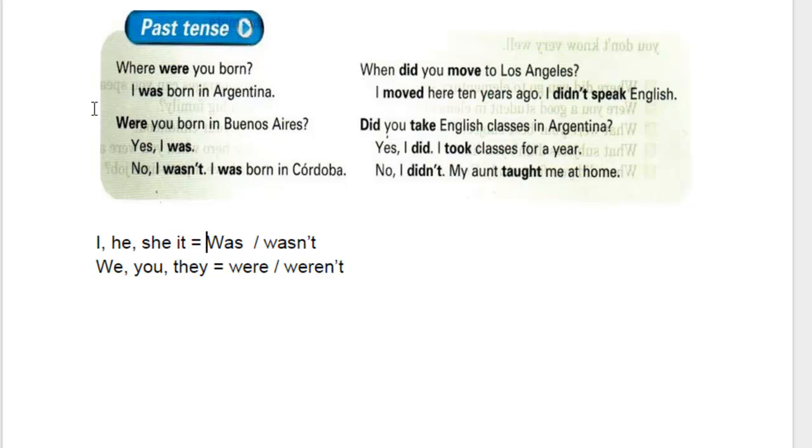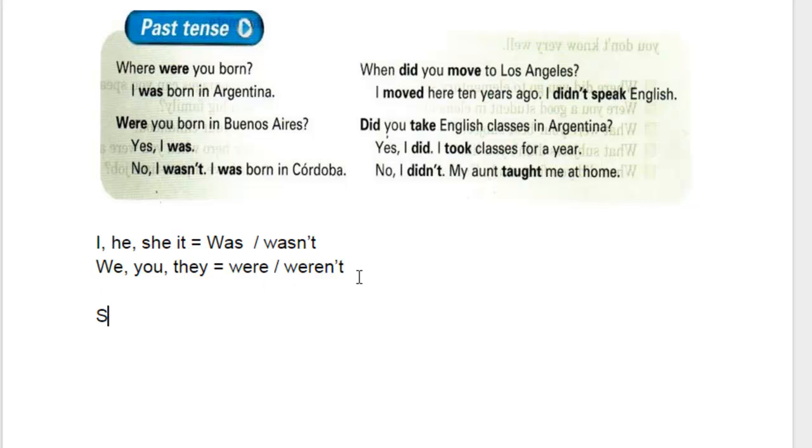So if we look at our example here at the top, I was born in Argentina. If I use another pronoun, let's say that I use the pronoun he, then I will say he was born in Argentina. If I were to use the pronoun she, then I would say she was born in Argentina. And obviously the same thing whenever we make a positive or negative sentence with the other pronouns. So if I were to talk about we, then we will say something like we were born in Argentina. You were born in Argentina. They were born in Argentina.